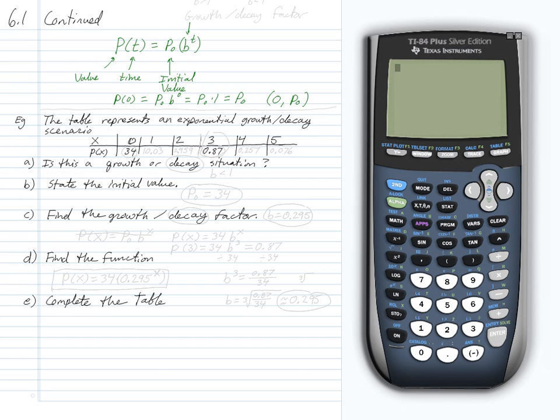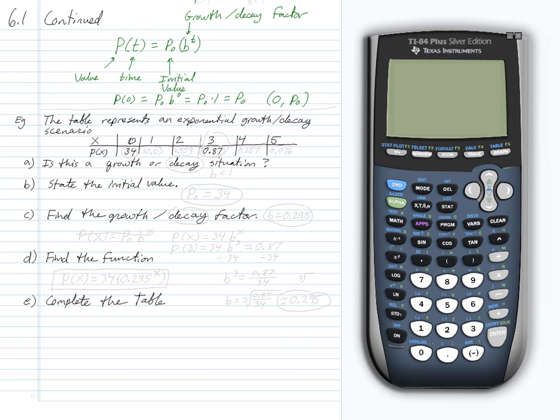We call b, instead of calling it the base, we call this the growth or decay factor. The reason for that is that's what we're multiplying by each time we increment t. So if we're doubling, our growth factor would be 2. If we're tripling, our growth factor would be 3. If we're decaying, if we're getting half as much value for every increase in t, then this would be a decay model, and we would call it the decay factor, and b would be 1/2.